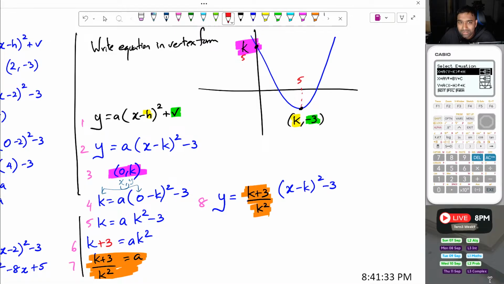Let me know if you want to do another one of these crazy questions in vertex form, and we can go from there. But instead of k this time, I'll throw in different letters.